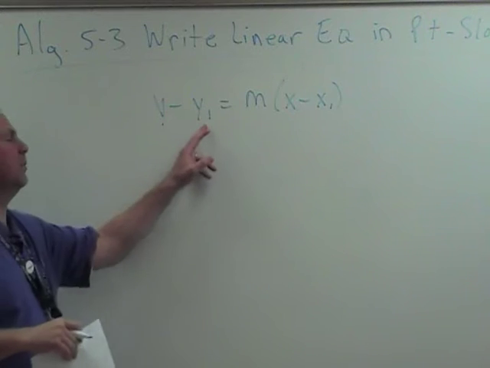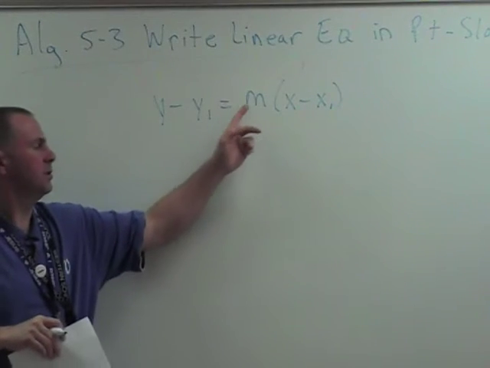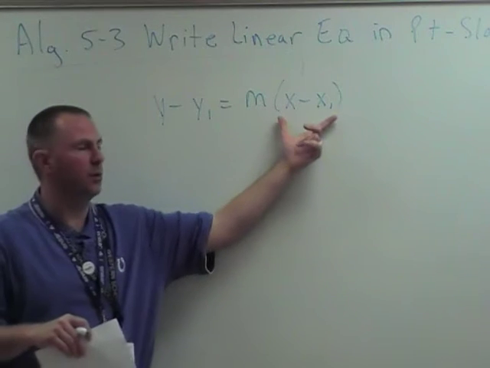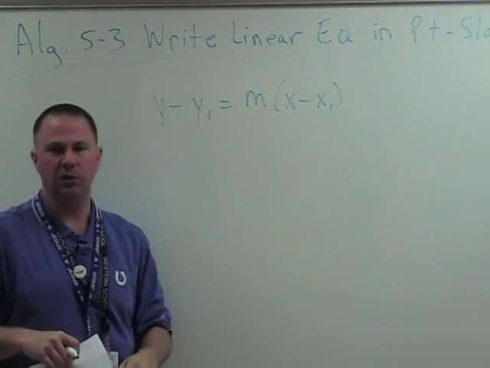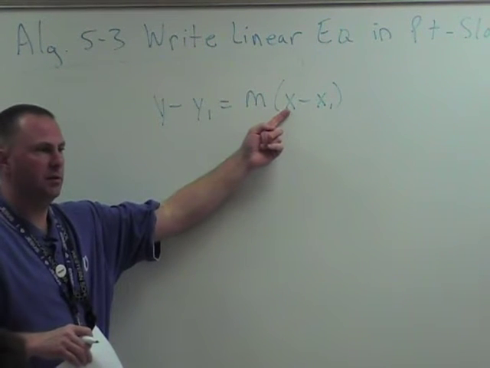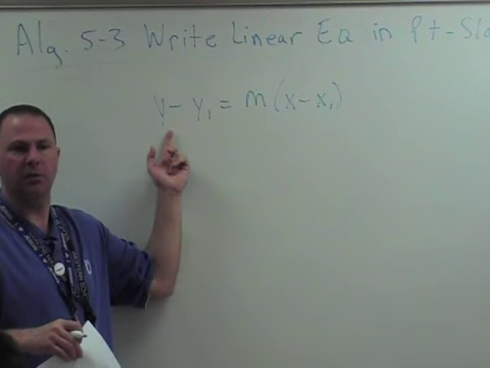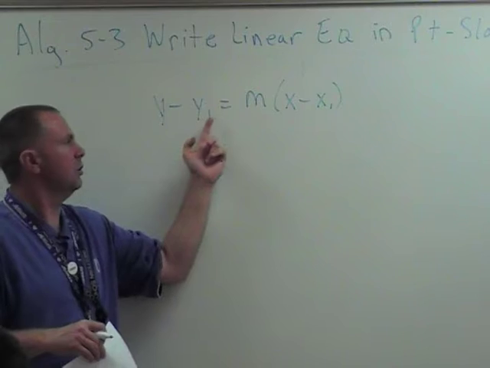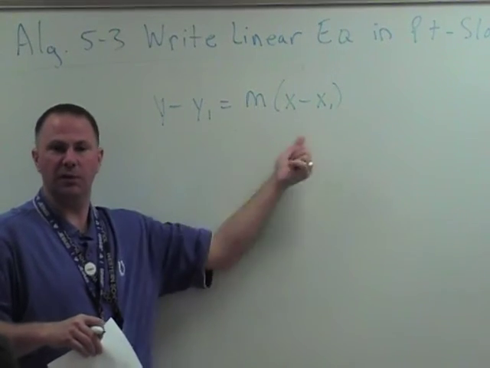So y minus y1, notice there's not a y2 up here, equals the slope times a parentheses x minus x1, and notice there's not an x2. That means that this x and this y are permanent. You're not substituting anything in for those. You are substituting a point, one point in for x1 and y1.